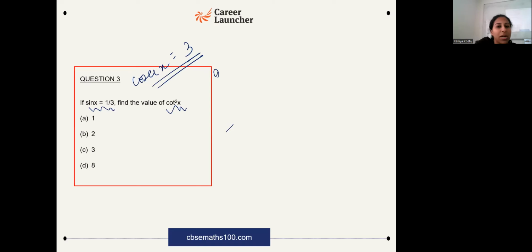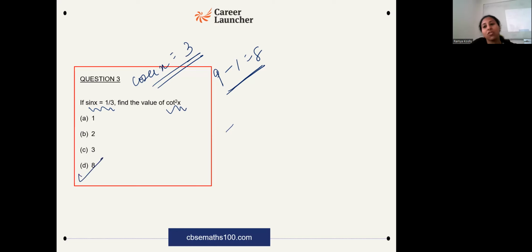Cosec square x minus 1 means 9 minus 1, 8. If you are good with trigonometric identities, you will know that cot square x is cosec square x minus 1. Sin x is 1 by 3 means cosec x is 3. 3 square is 9, 9 minus 1, 8. Directly you get the answer.